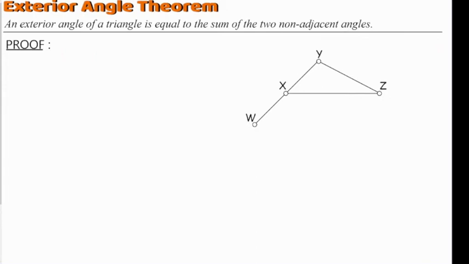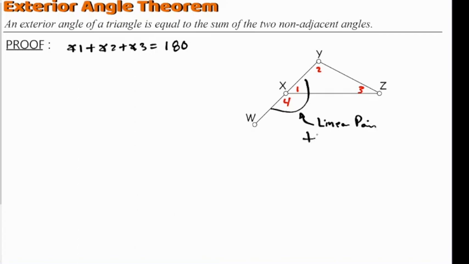We can do this again. I like to rotate where the exterior angle is. You can see that we've extended side XY to create an exterior angle on a different part of the triangle. I'm going to number the angles inside the triangle 1, 2, and 3, and the angle outside is 4. As we did with our previous example, we can show that the sum of the interior angles of the triangle add up to 180 degrees. We can show that angle 1 and angle 4 are a linear pair and therefore supplementary.